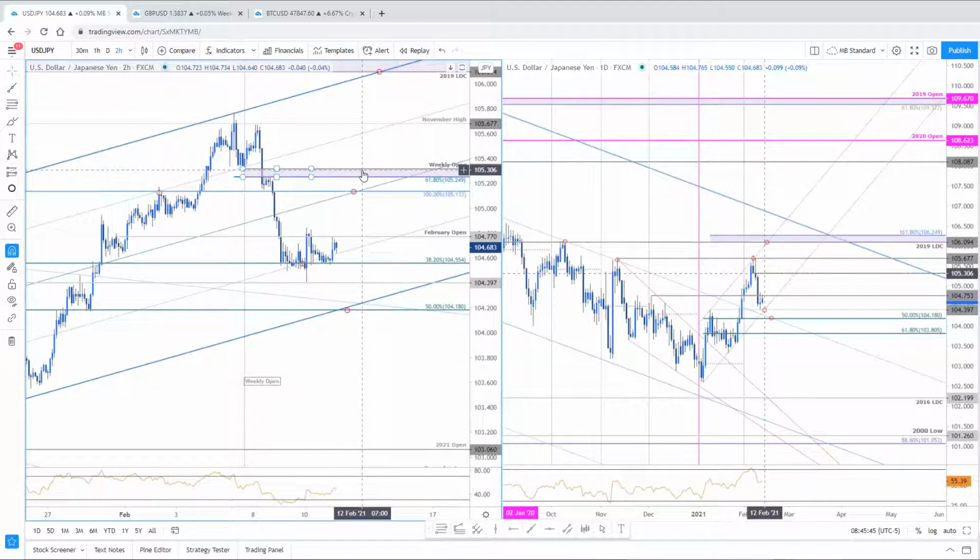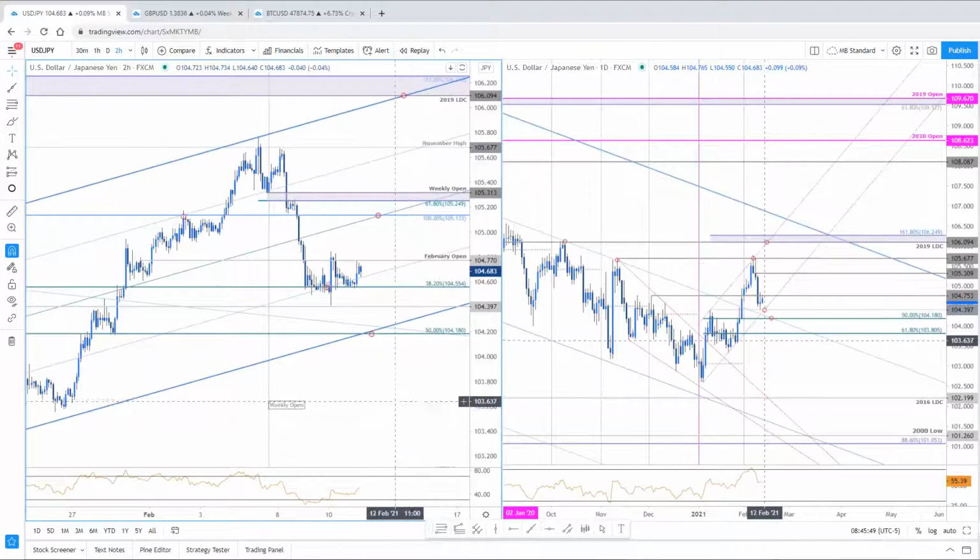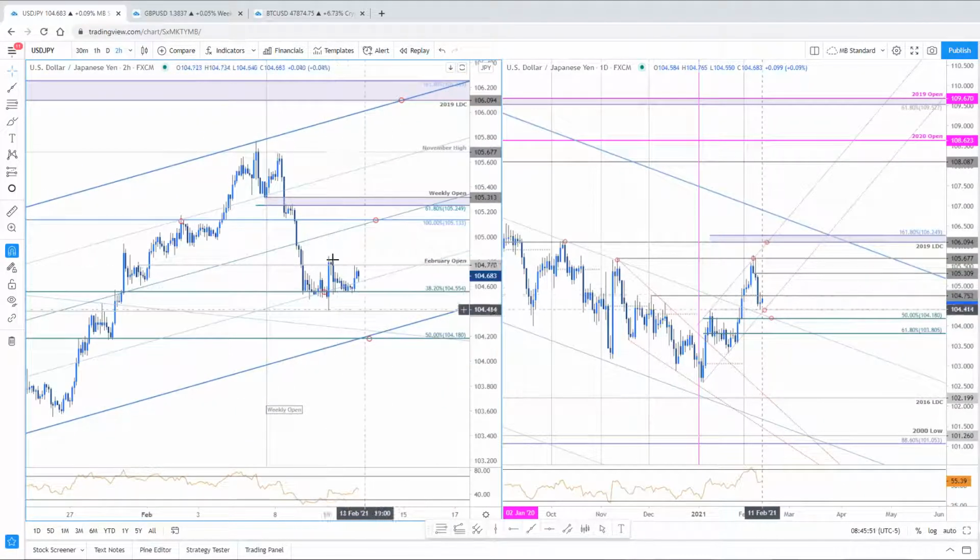That's what we would need to mark resumption of the broader uptrend here in dollar yen. That being said, honestly, I don't know what to do here. This could go for another pitch right into that 50% retrace, right into slope support, again, make another drive into this zone, in which case, again, I'd be looking for exhaustion.